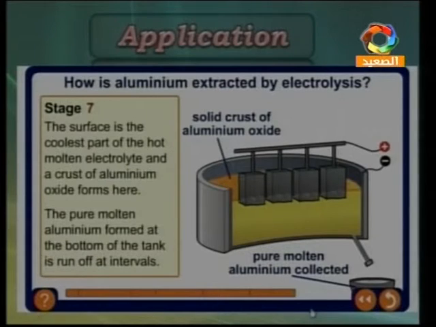So the pure aluminum is collected in the bottom of the tank and moved through a pipe to another container, and we use it in industry to make many shapes of aluminum. It's very easy and very important to know how aluminum is extracted by electrolysis.